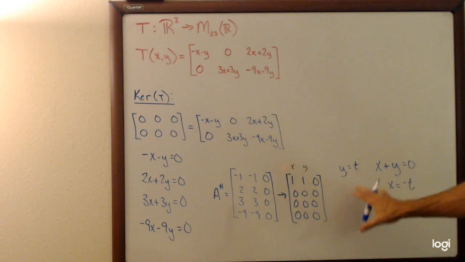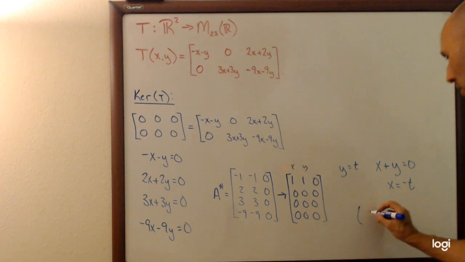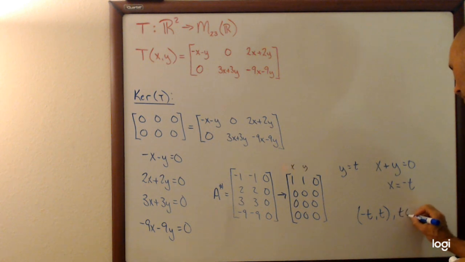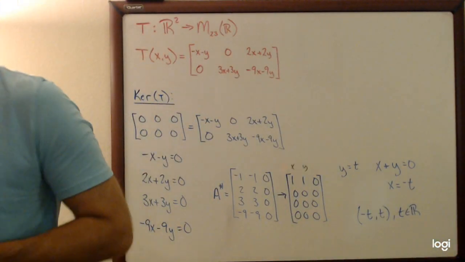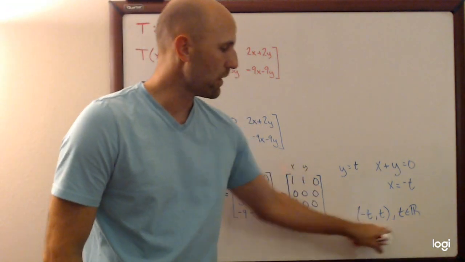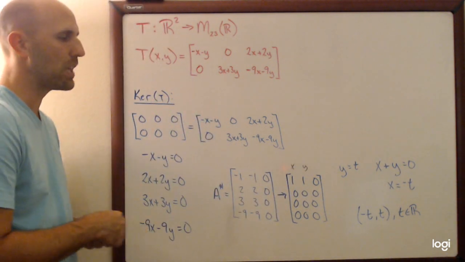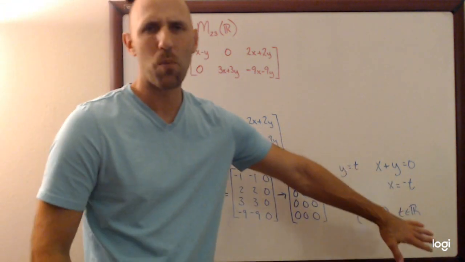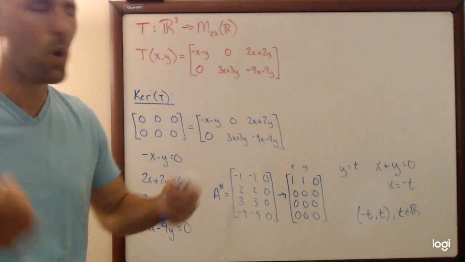So everything in my kernel has to look like x comma y, which is negative t comma t for some real number t. Clearly, my kernel is one-dimensional, because I only get the one choice: I get to pick t. That one free choice is an indicator this is one-dimensional. So I can plug in any value for t I want other than 0 and get a vector to serve as a basis. I'll use 1 just because.